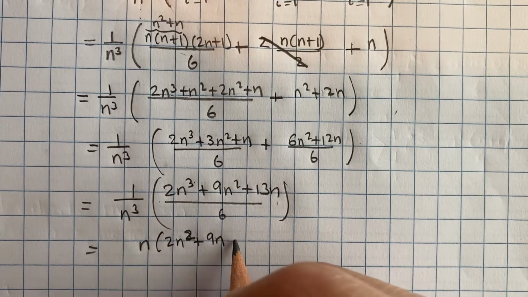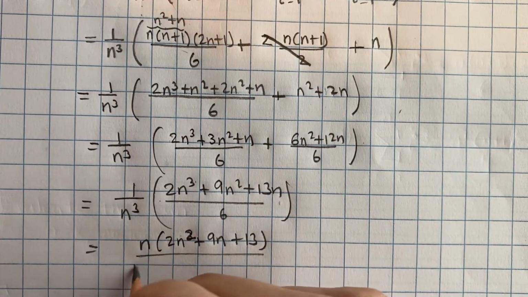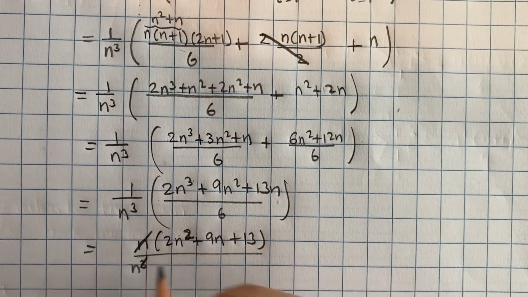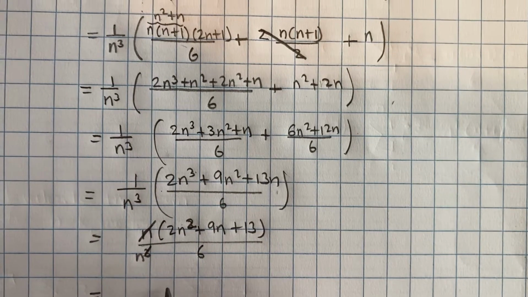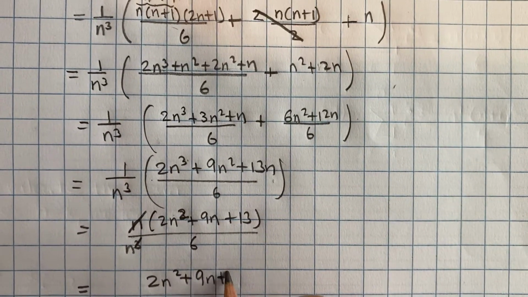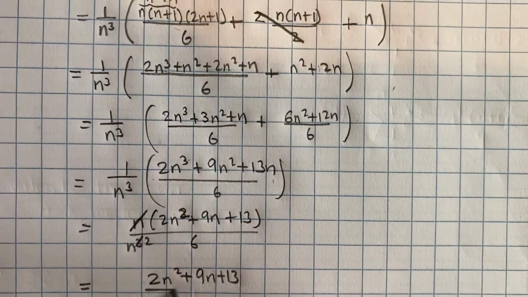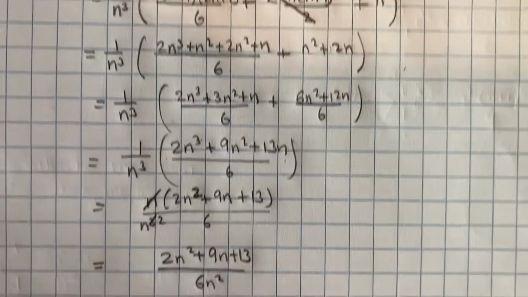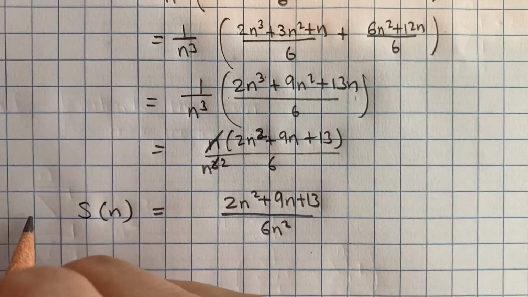This should be an n squared, right? Plus 13. And then, of course, it's going to cancel out with this, right? Okay, so after all that work, the final answer is going to be 2n squared plus 9n plus 13, over 6n squared. So this will be my S of n. Okay, so we'll call it my S of n.